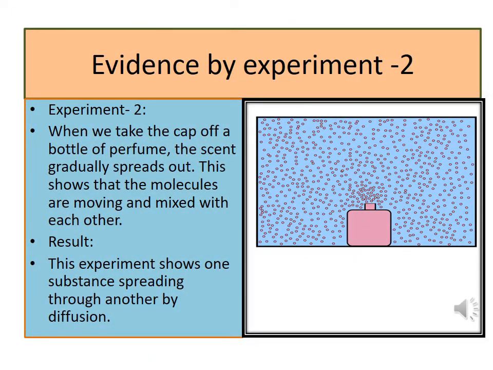Let us discuss the second experiment. When we take the cap off a bottle of perfume, the scent gradually spreads out. This shows that the molecules are moving and mixed with each other. Result: this experiment confirms one substance spreading through another by diffusion. Thus the movement of scent particles in air molecules supports the particle model.